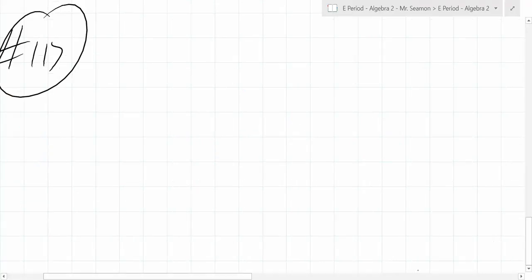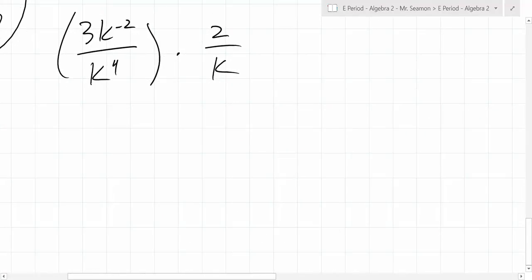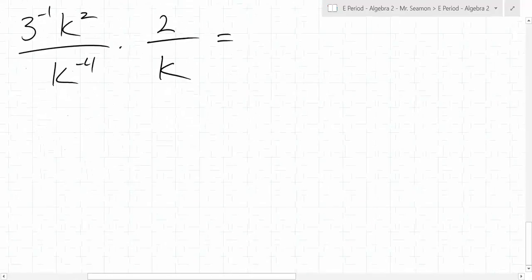Absolutely. 117 is 3k to the negative 2 over k to the 4th, times 2 over k to the negative 1, sorry. Thank you. So what would this first step here be? What should I do first? Distribute the negative. So it's going to be 3 to the negative 1 times k to the 2 over k to the 4 times 2 over k. Now what should I do? Tell me what I should do next.